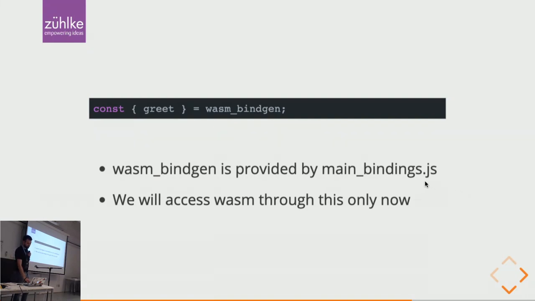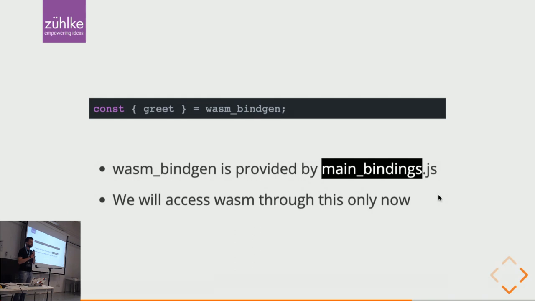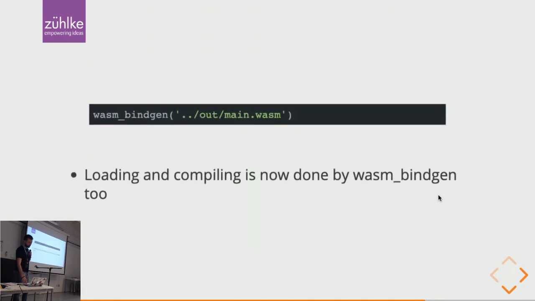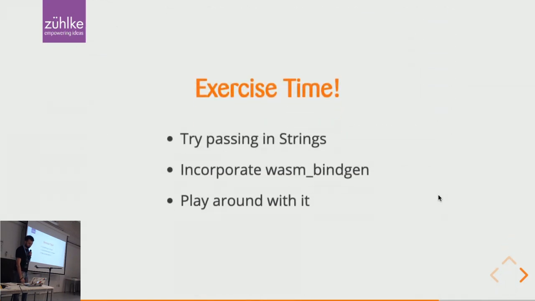Exactly, that's what I already said. Like, that main bindings.js, this is actually the script that adds this WASM bindgen property to the window object. And we will have access to that now. Yeah. So there's three things we have to do. We try to pass these strings now without having to read the memory, which would be cool, right? So make sure that it compiles with WASM bindgen and import these bindings, and then you should be all set for that. So let's try that out.